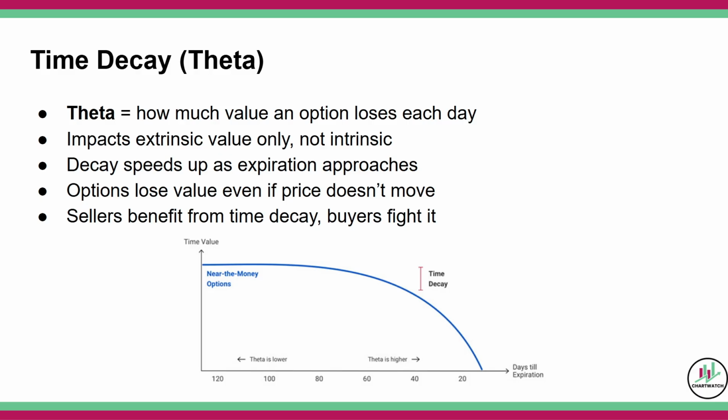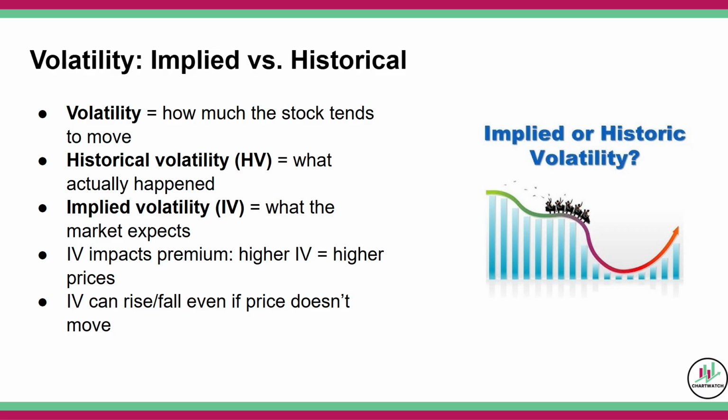The reason theta matters is because you can lose money even if you're directionally right, just because it took too long. It also helps explain why cheap out-of-the-money options often expire worthless. It's also the reason sellers have the edge in high-probability setups, and it's why short-dated options are so risky unless timed perfectly. Another major force behind an option's price is volatility. This one is pretty straightforward.